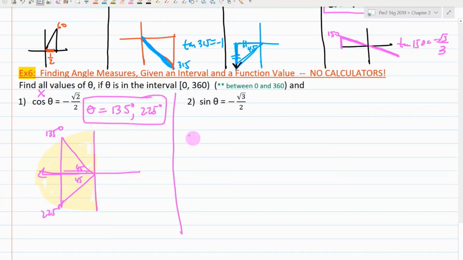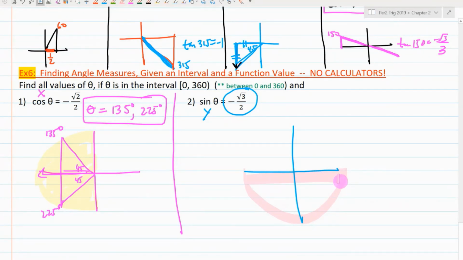Try this one. All right, sine goes with the y variable. We need a negative y variable, so negative y is below the y-axis, below the x-axis, excuse me. So you're going to have your answer in one of these two quadrants. Sine is radical 3 over 2 when you have a 60-degree reference angle. So I need a 60-degree reference angle here, and I need a 60-degree reference angle there.